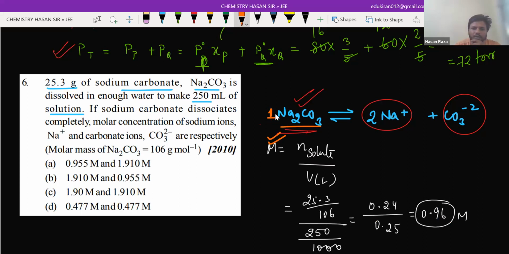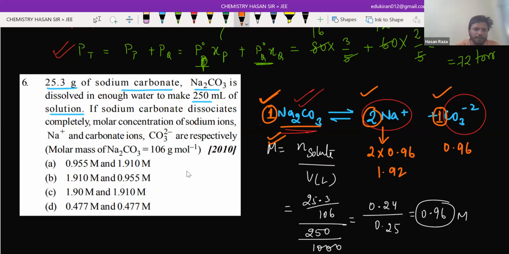Now, if you have calculated this, you need to see the stoichiometric coefficient. The stoichiometric coefficient of Na2CO3 is 1, Na plus is 2, and for CO3 minus 2 is 1. So you just need to compare it. 1 will give 2, so the molarity of Na plus will be 2 into 0.96, and 1 will give 1, so the molarity of CO3 minus 2 will be equal to 0.96. Multiplying 0.96 into 2 gives 1.92, approximately equal to 1.91. And the next is 0.96. So the answer is B.